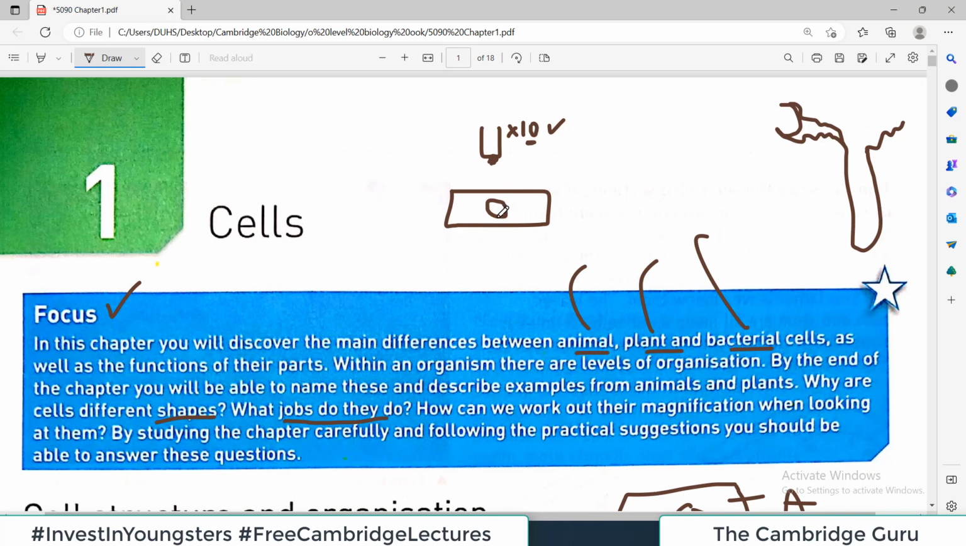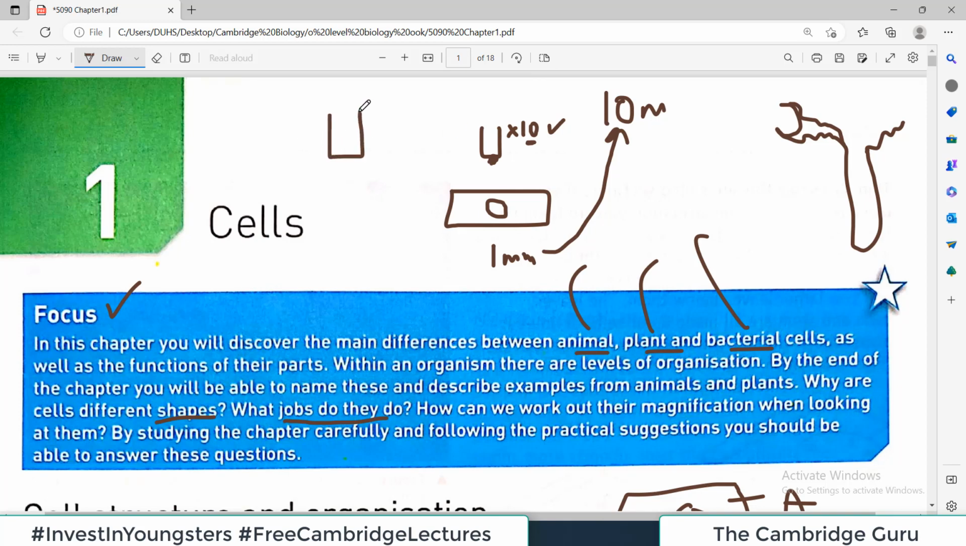So if the original size of this cell here is 1 millimeter, for example, what you will be looking at would be 1 multiplied by 10, so that is 10 millimeters. So see, you have increased the size 10 times, therefore you can easily see this. So that's the concept of the microscope, and it really depends upon what type of lens you are using.